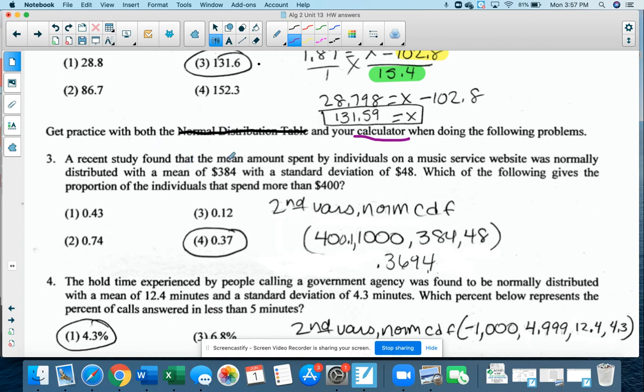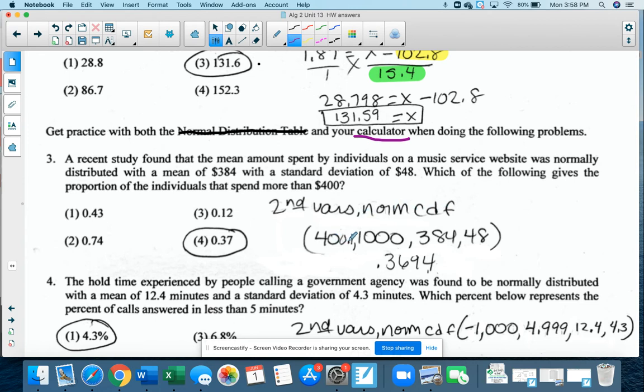A recent study found that the mean amount spent by individuals on a music service website was normally distributed with a mean of 384, a standard deviation of 48. Which of the following gives the proportion of the individuals that spend more than $400? So this is just like yesterday when we were doing that second VARS, or actually last week probably. So in your calculator, you're going to hit second VARS and then norm CDF. So that was number 2.